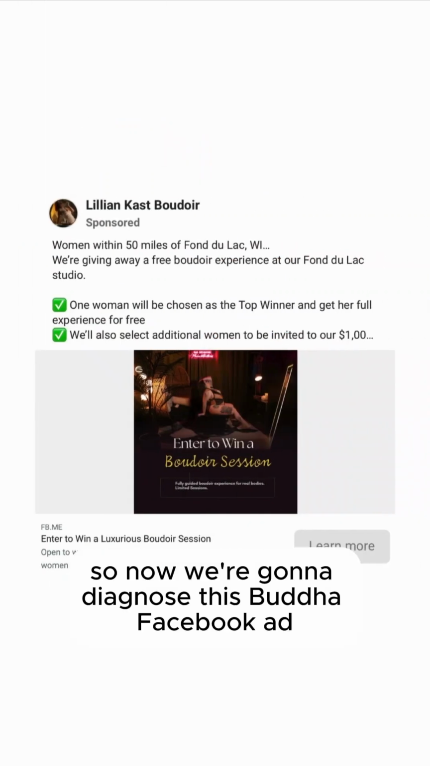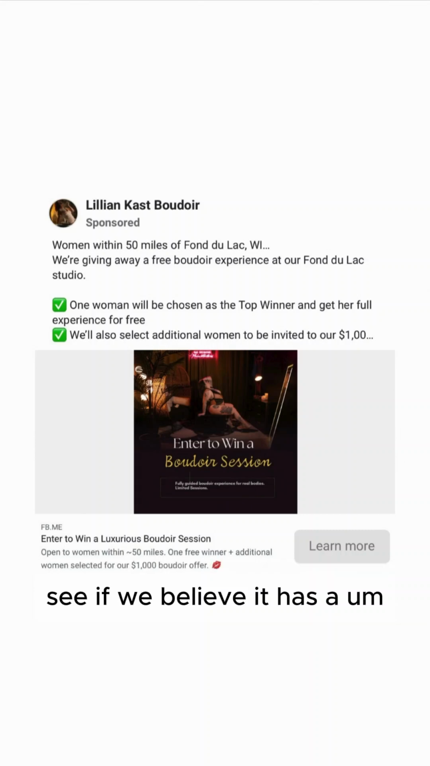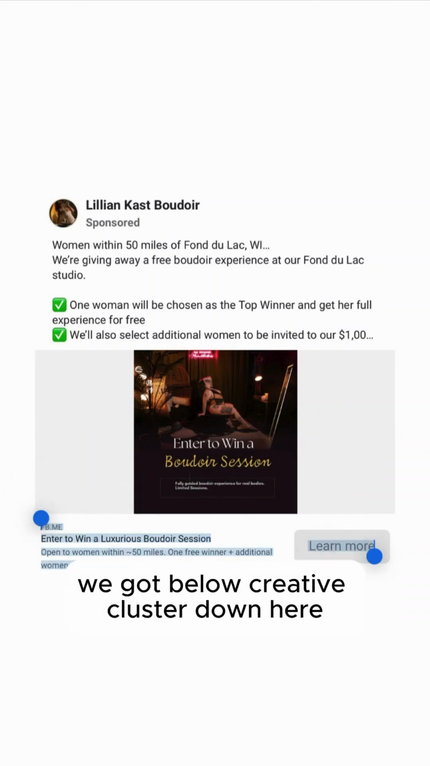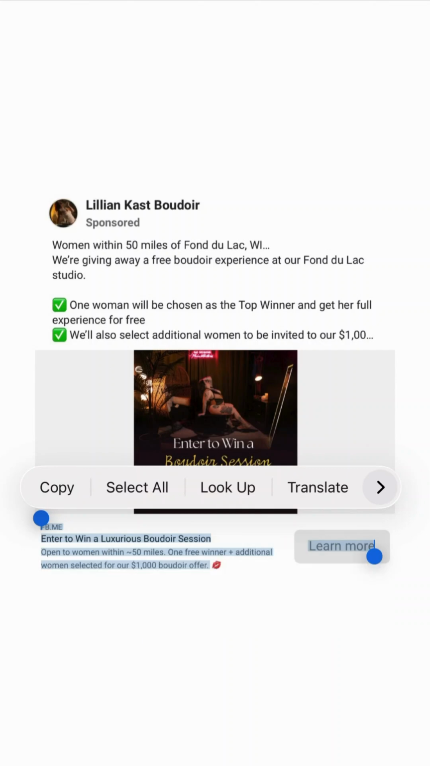So now we're gonna diagnose this boudoir Facebook ad, see if we believe it has BLCS or not. So first thing we're looking at, we got the below creative cluster down here. The below creative cluster mistake.